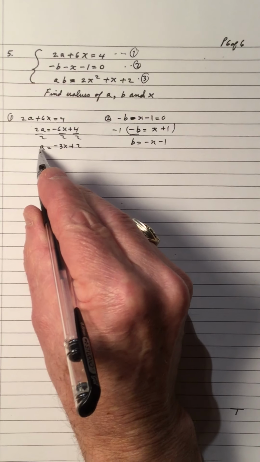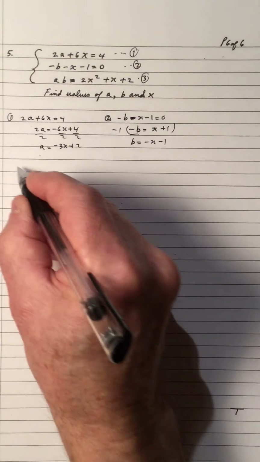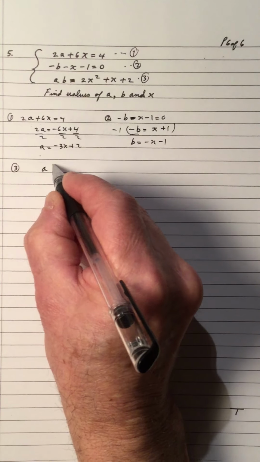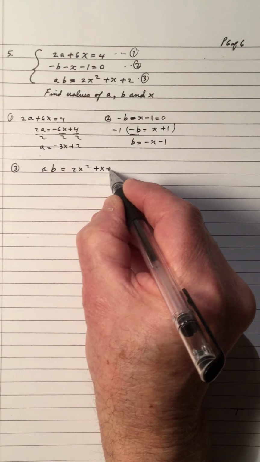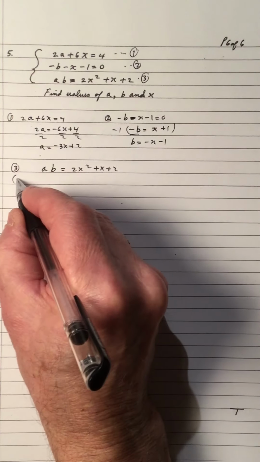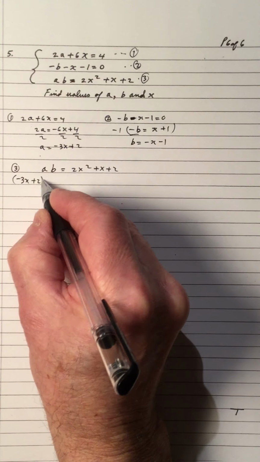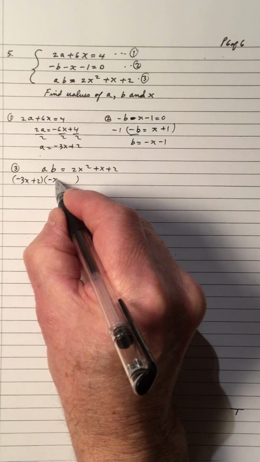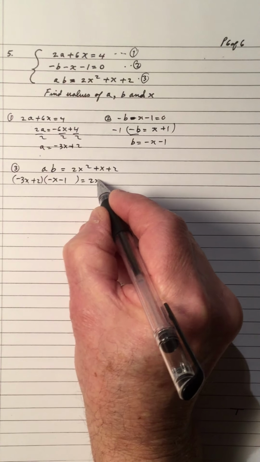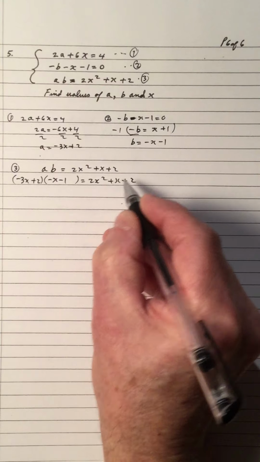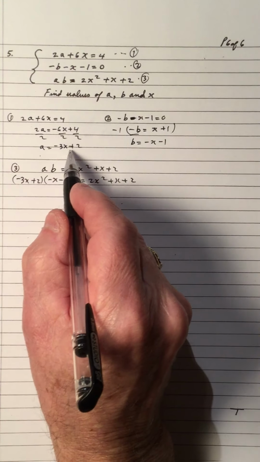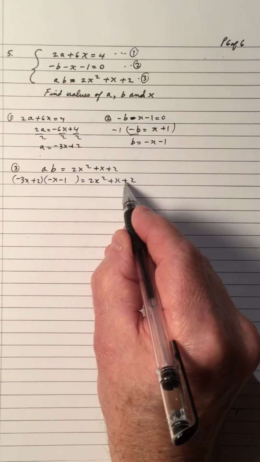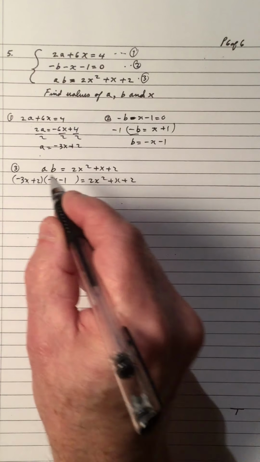Since we have a in terms of x and b in terms of x, let's write down equation 3, which has an a and a b: 2x squared plus x plus 2. So a is negative 3x plus 2, b is negative x minus 1. Write down the right side. I solved this equation for a in terms of x and plugged it in. Now I have a in terms of x, b in terms of x. Now I have all x's, so let's simplify this equation.